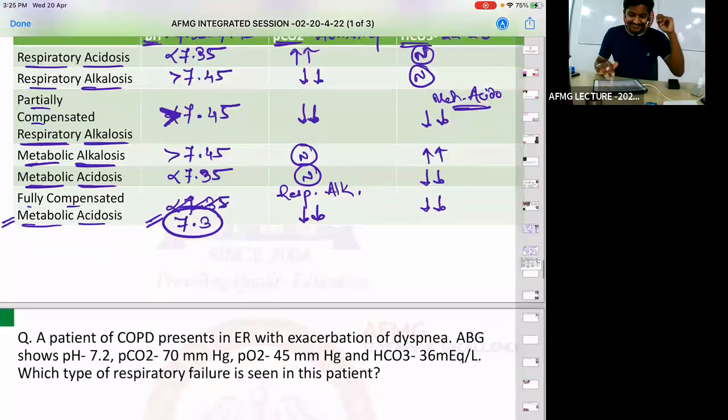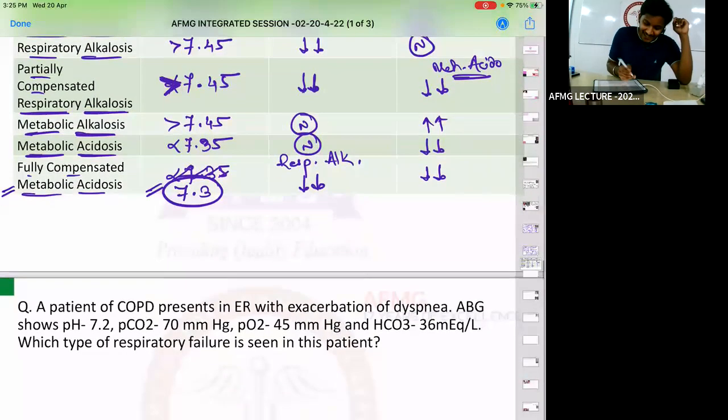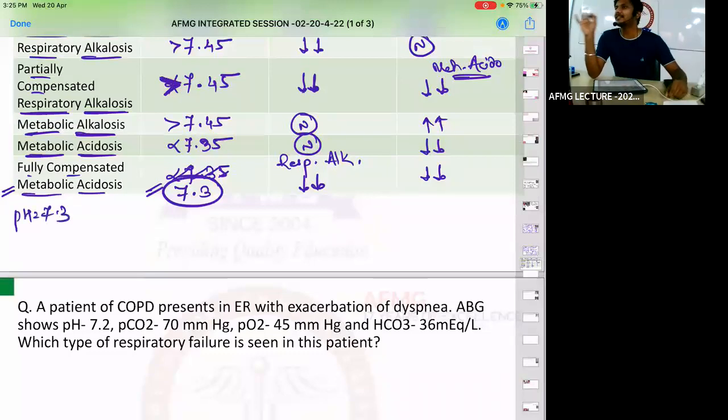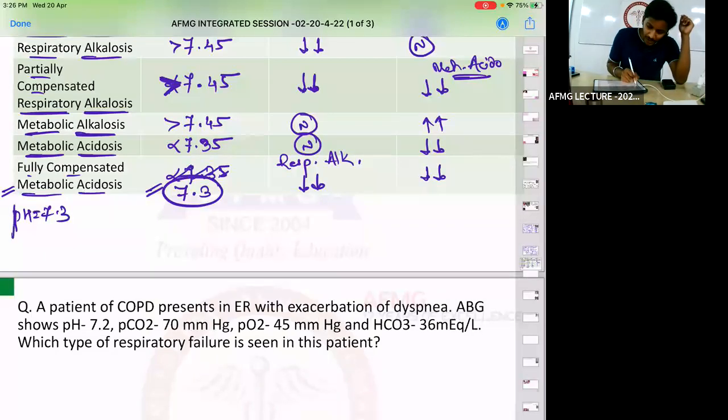Okay, I'm explaining. Please remember, guys, how to decide whether it is respiratory or metabolic: the parameter which goes in favor of pH is the important one. If the pH is acidic and PCO2 is also acidic, that means it is respiratory. If the pH is alkaline and bicarbonate is also alkaline, that means it is metabolic. Whatever goes in favor of pH, that would be your answer.